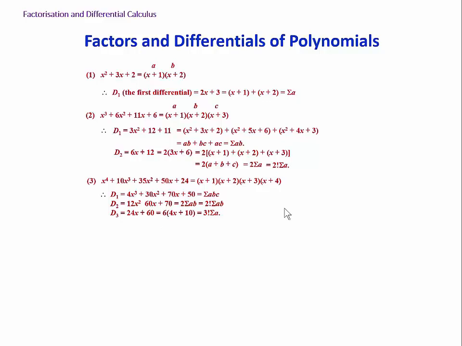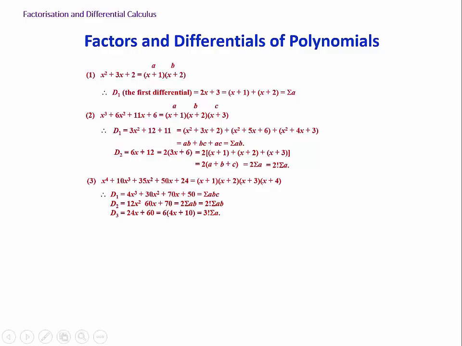Well, these are the first 3 examples that Tirthaji shows in the chapter. The first 3, there are only 5 of them anyway. And he then says these examples will suffice to show the internal relationship subsisting between the factors of a polynomial and the successive differentials of that polynomial.